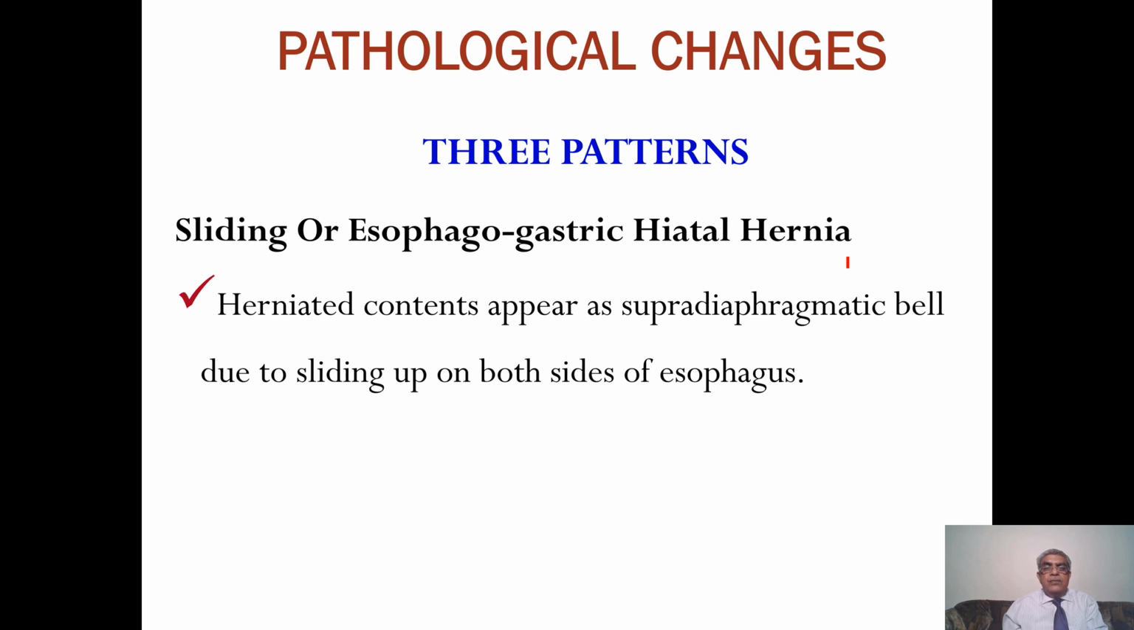Sliding or esophagogastric hiatal hernia, I have already discussed with you. Herniated content appears as a supradiaphragmatic bell due to sliding up on both sides of the esophagus. Very simple. Again, highlight it. It is just like a supradiaphragmatic bell. What happens is that the gastroesophageal junction pulls up into the thoracic cavity along with a portion of the stomach, and this is seen on both sides of the esophagus. This is the commonest type and seen in 85% of cases.